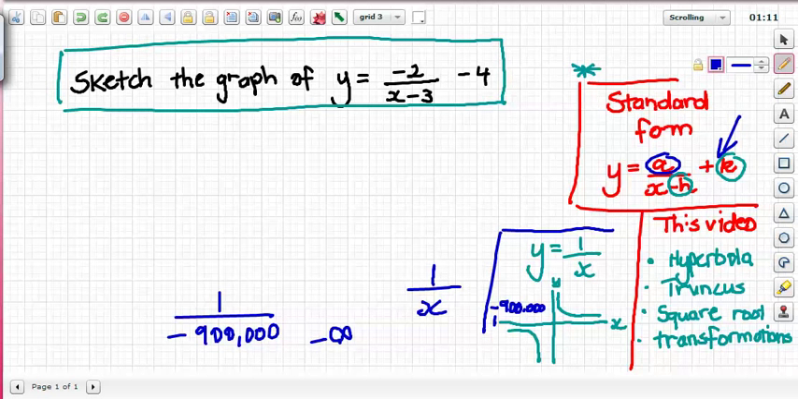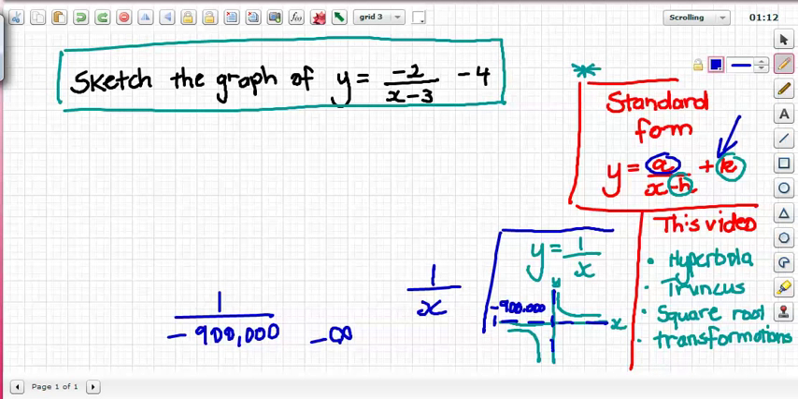Then 1 on negative 900,000 is an extremely small number, and it's basically 0, isn't it? But it will never actually reach that point. Never, ever. Because if we had 1 on negative 900,000, it's an extremely small number, but it's never going to approach 0, and that's why you notice that we have what's called a horizontal asymptote, and in this case, without any transformations, that's at y equals 0.